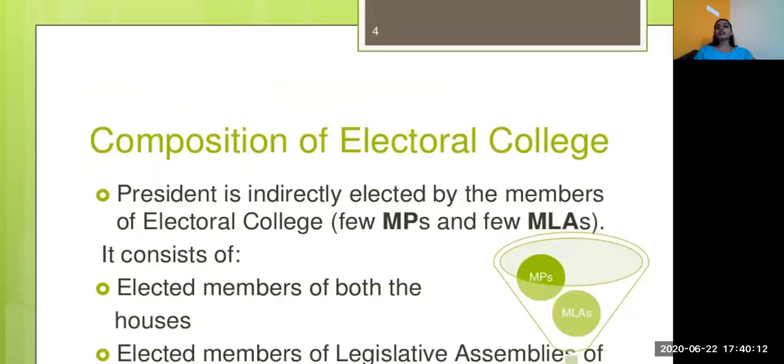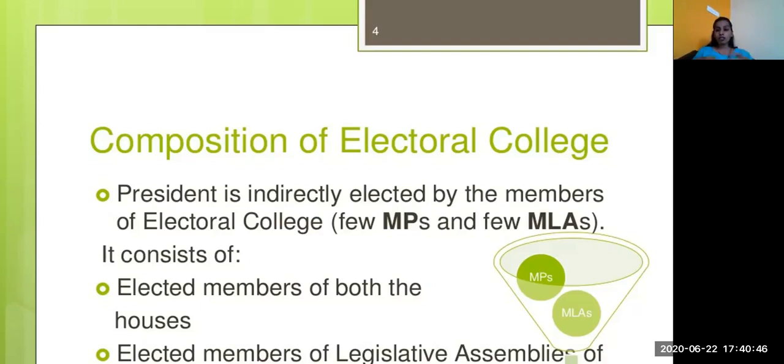Coming to the next point, the composition of electoral college. Now, what does electoral college mean? Electoral college means it is a combination of the people, all together the people who elect the President and Vice President of India. Now, this electoral college consists of the MPs and MLAs. They also consist of the members of both the houses, that is Lok Sabha as well as Rajya Sabha. Then also the members of Union Territories, also the members of the state legislative assemblies.